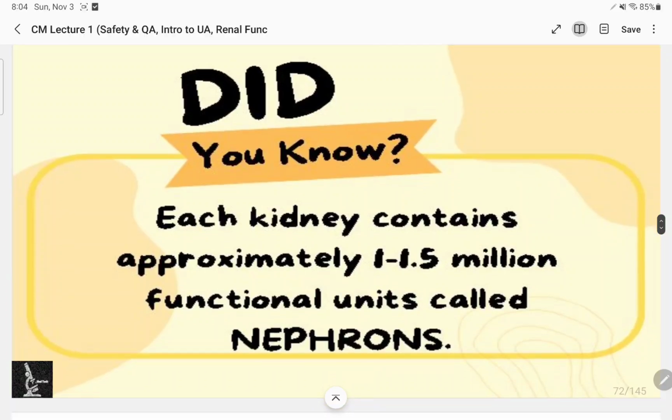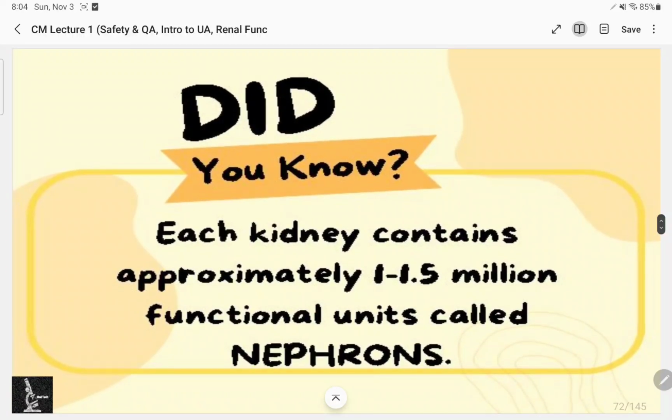Did you know? Here is some trivia. Each kidney has approximately 1 to 1.5 million functional units called nephrons. Also, our kidneys have 2 types of nephrons: cortical nephrons or juxtamedullary nephrons.